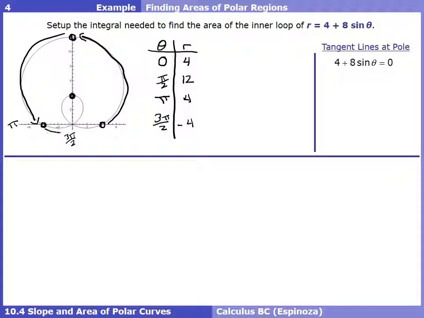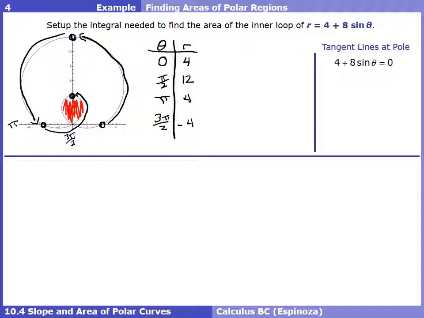After we get to that value, we're going to come around, and then you'll start seeing the inner loop being formed. Of course, if you go around all the way to 2 pi, we'll get back to where we started. So again, seeing the way this graph is traced out is going to help us immensely, so that we can figure out what angles we need to integrate from so that we can set up this integral. And of course, we're trying to find the area of this inner loop right here.